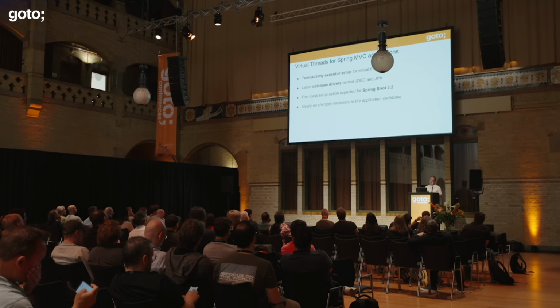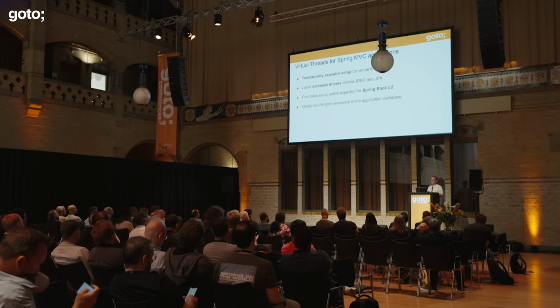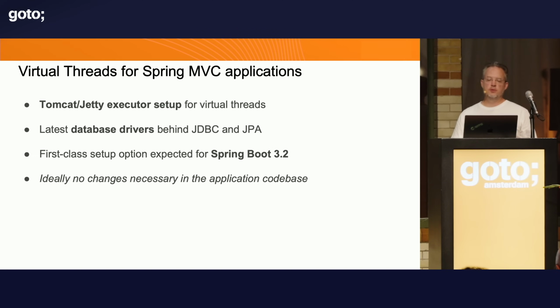Now for database drivers, you're going to have to make sure you get the latest and greatest that support virtual threads. And in Spring Boot 3.2, there should hopefully be some first-class support for turning on virtual threads, where Spring Boot can take care of it in the places that you need it. But that's still on the horizon for the next couple of months this year. So ideally, we shouldn't have to make any changes in our actual code base. We just change how our server's set up, how Spring's set up for scheduling and things like that, and we can switch from standard threads to virtual threads.